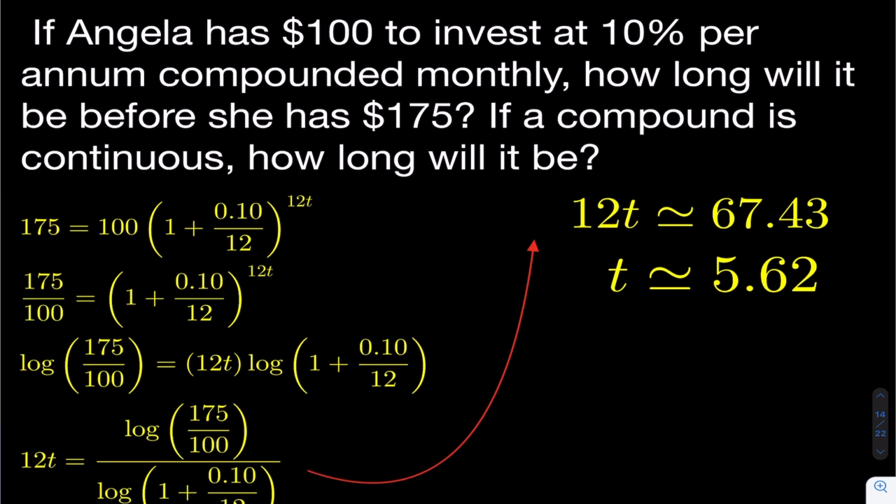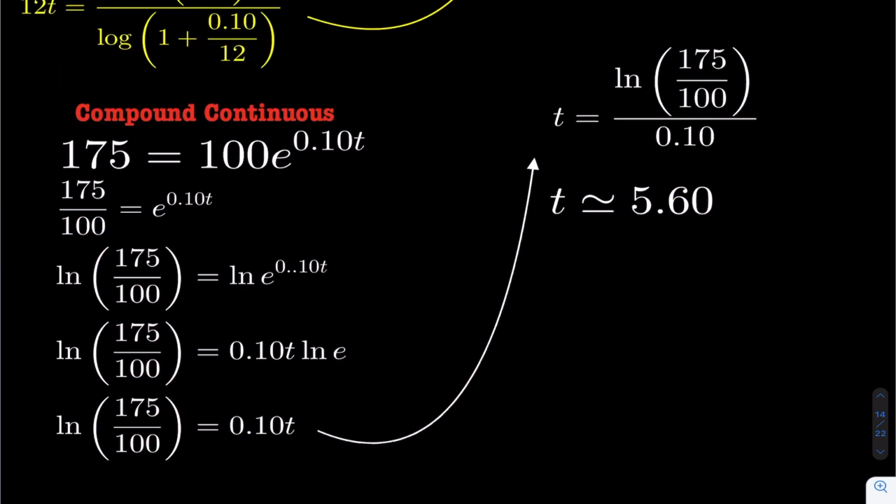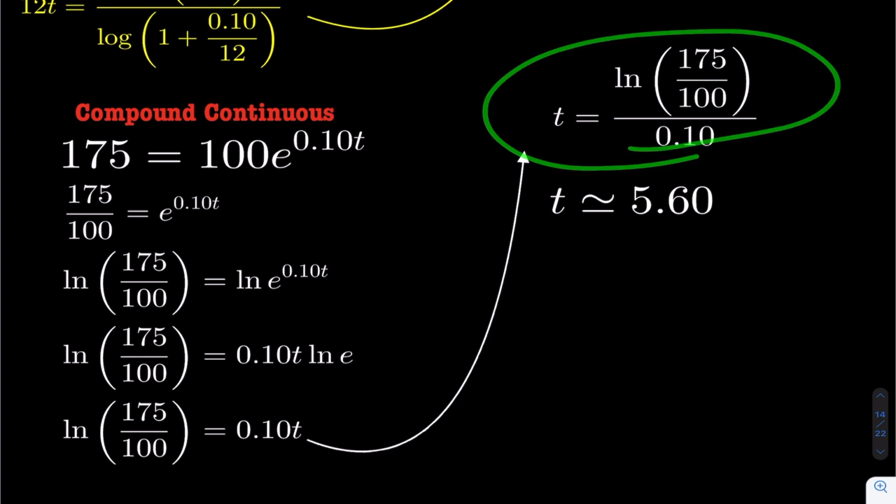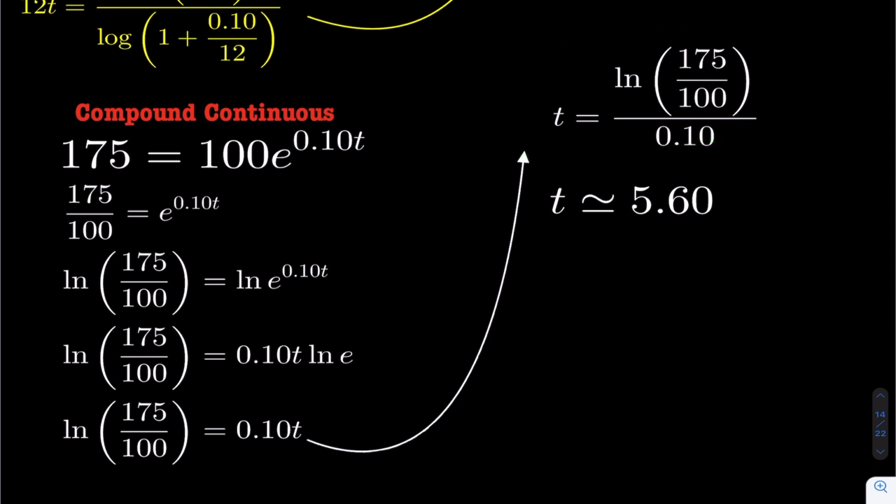All right, now let's take a look at this exact problem if we were computing interest continuously. Taking a look at our compound continuous formula, we wanted to finish with 175. We started with 100. We had a growth rate, or the interest rate, of 0.10, 10%. I then divided by 100 and took the ln of both sides. After taking the ln of both sides, this exponent will drop down. Ln of e, as you know, is equal to 1, so that goes away. I then isolated for t. Getting this down to a decimal place, I get 5.6 years.